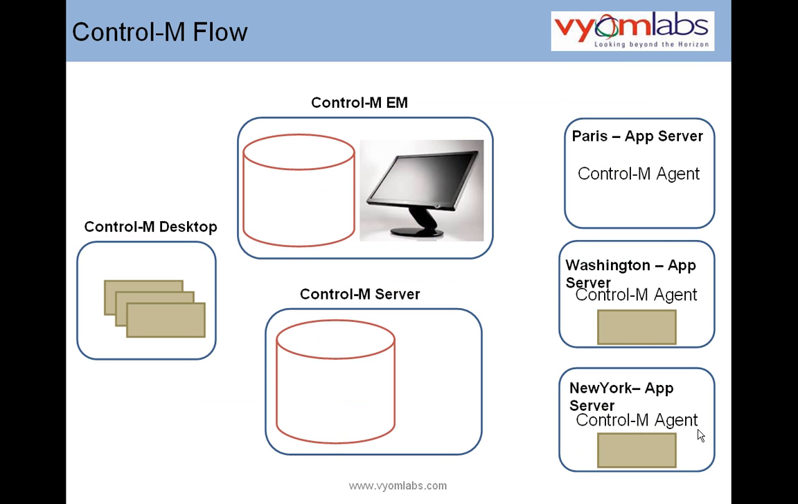Let's see how Control-M flows. The Control-M desktop utility provides job configurations for business jobs. The jobs that are configured by the stakeholders, application owners, or the Control-M administrators are then pushed to the Control-M Enterprise Manager database and are then uploaded to the Control-M server database.